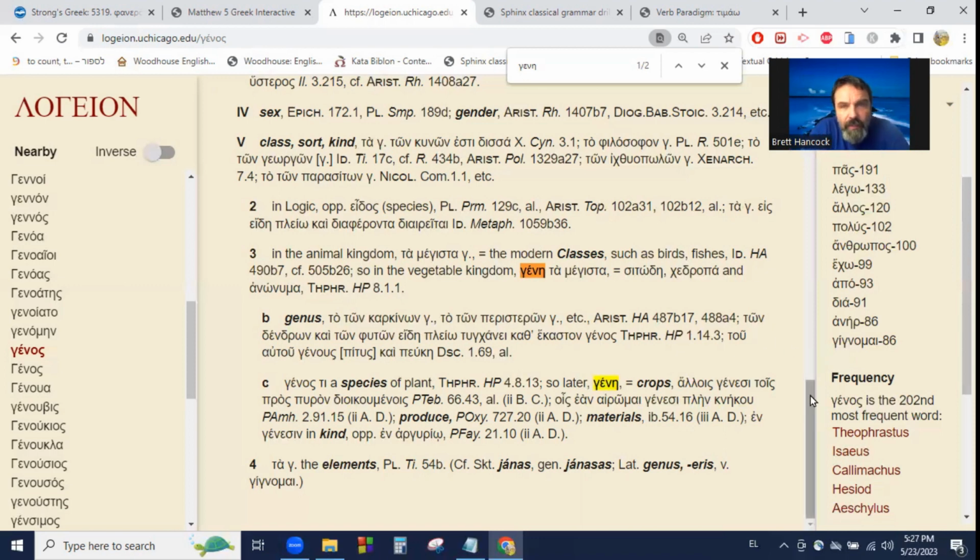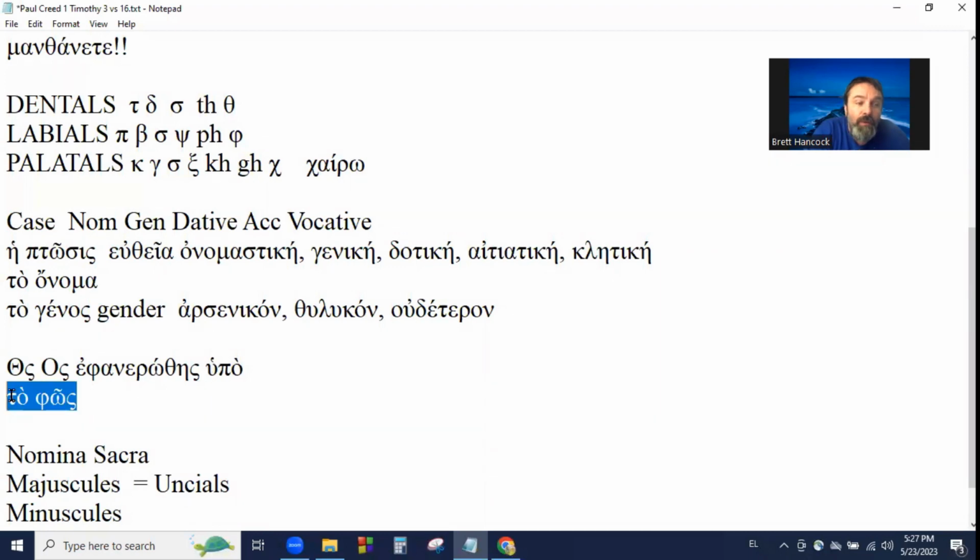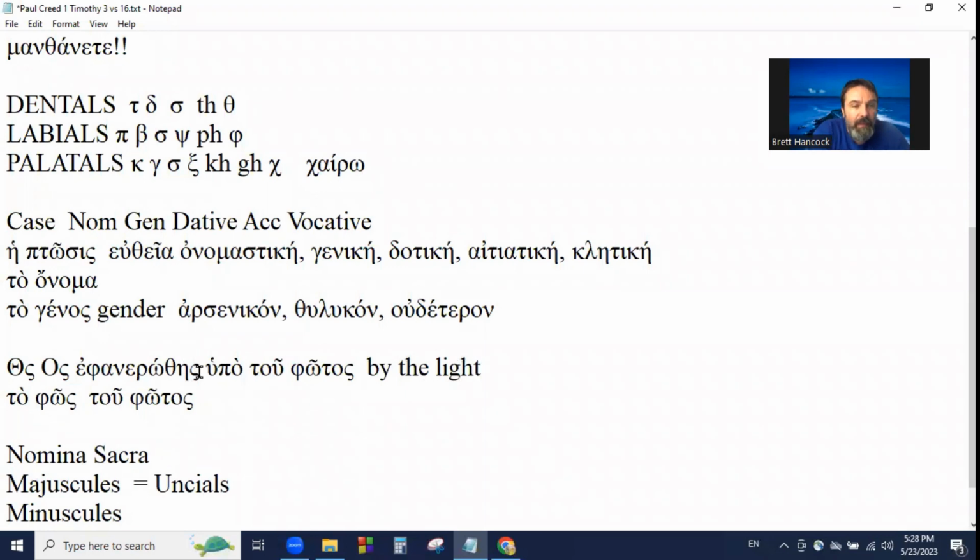Let's go back here. So, if we use the noun phos, the genitive would be tou photos. Oh, no, it'd still be a circumflex. Tou photos. If we said that, by the light, that's what that would be. By the light. So that's what we'd say.